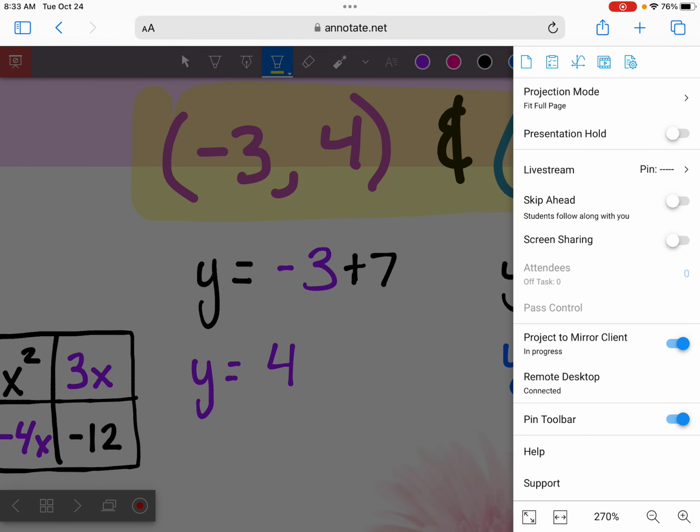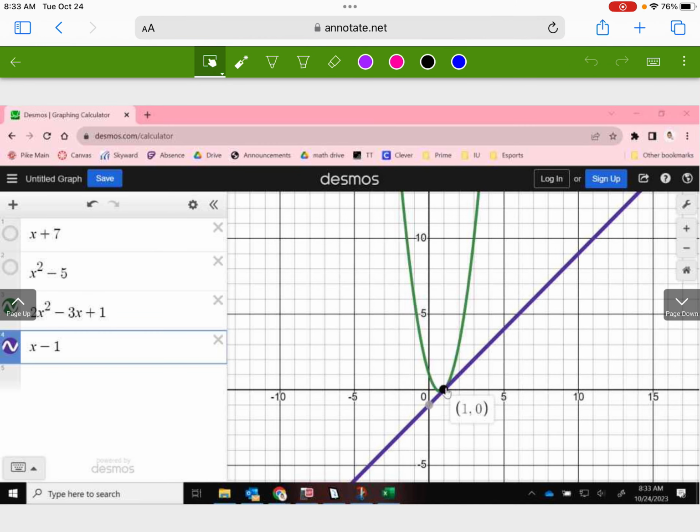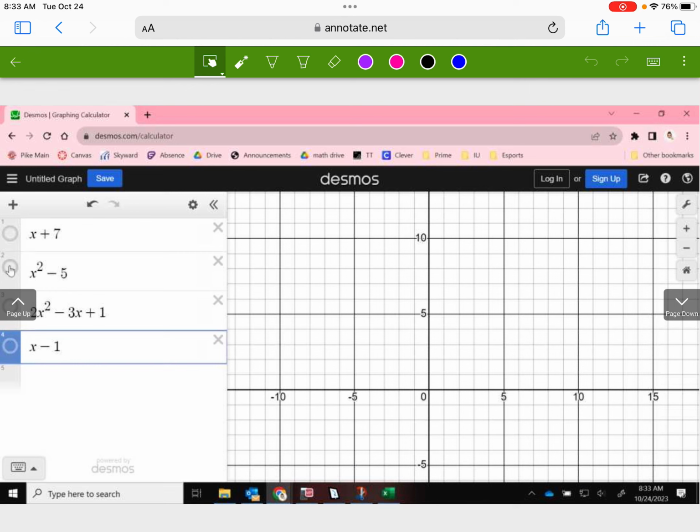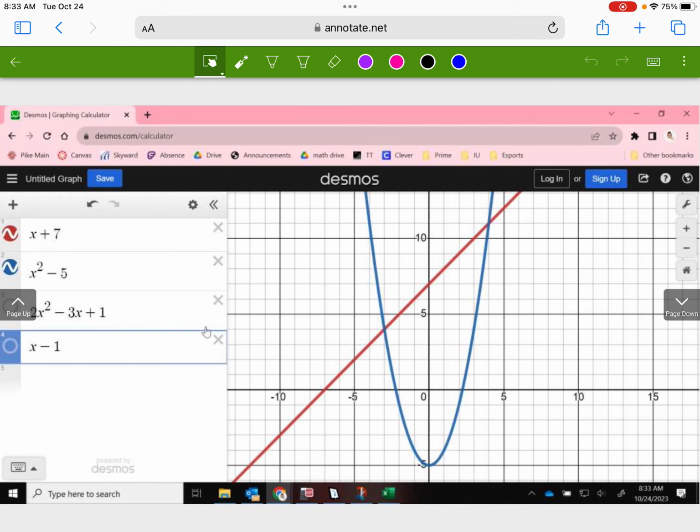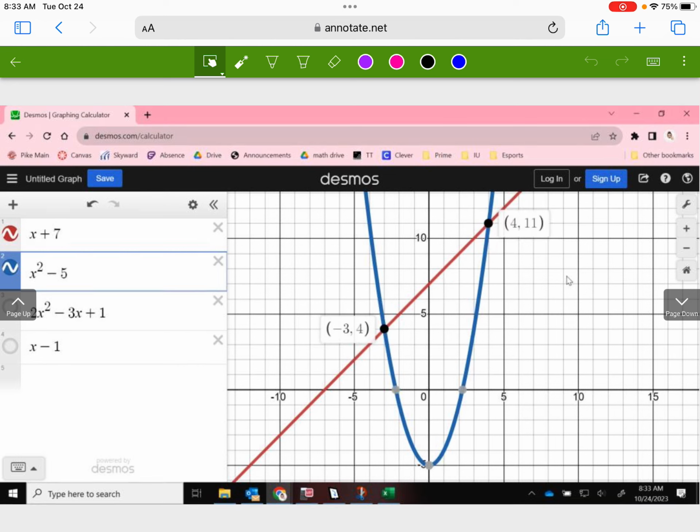If we see what that looks like, take us over to Desmos again. Come on, turn on. These are our two equations. Here's our parabola, and here's our line. And our points of intersection, we've got negative 3, 4, and we've got 4, 11. So we did it exactly right. It's fine to use a graphing calculator to check this, especially if you're working on homework. Feel free to use Desmos to check it. We did just fine here.